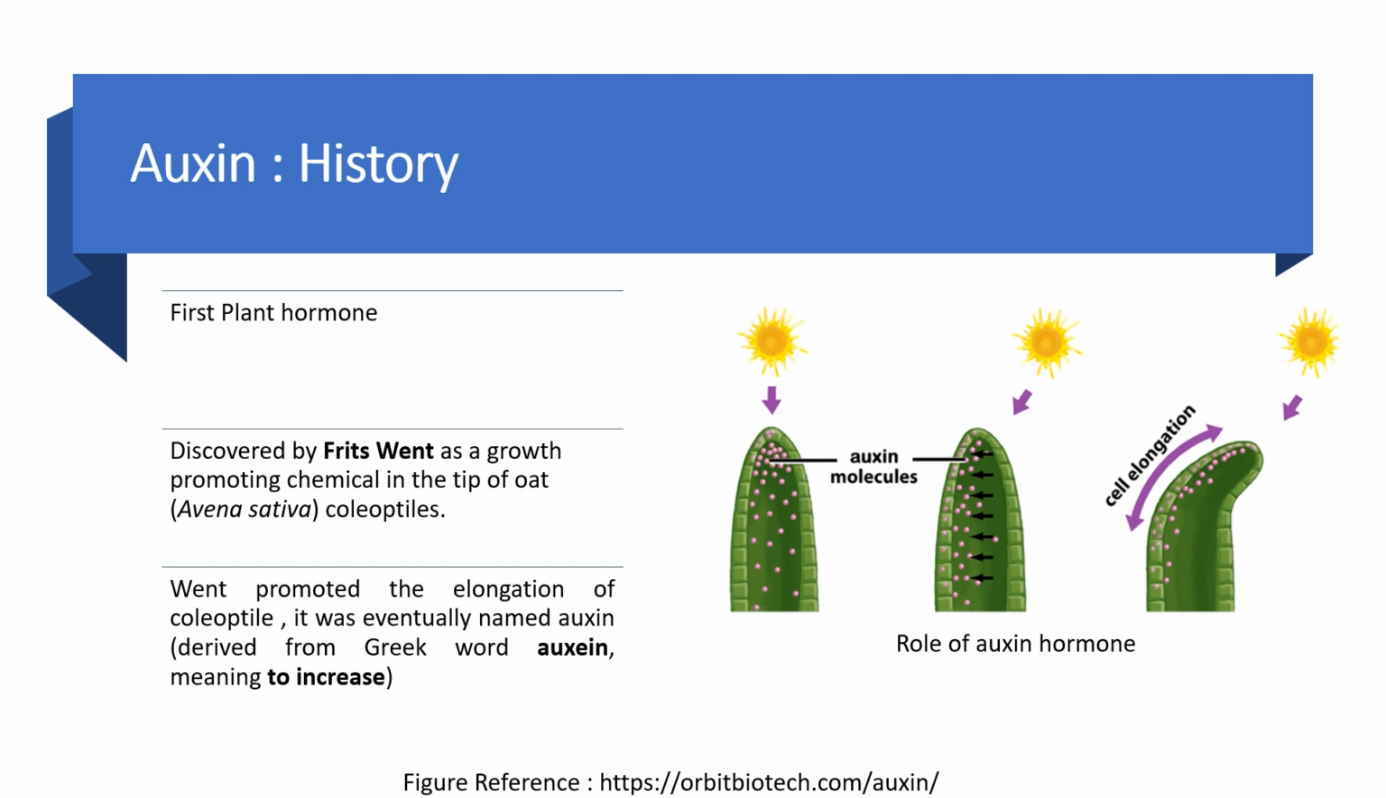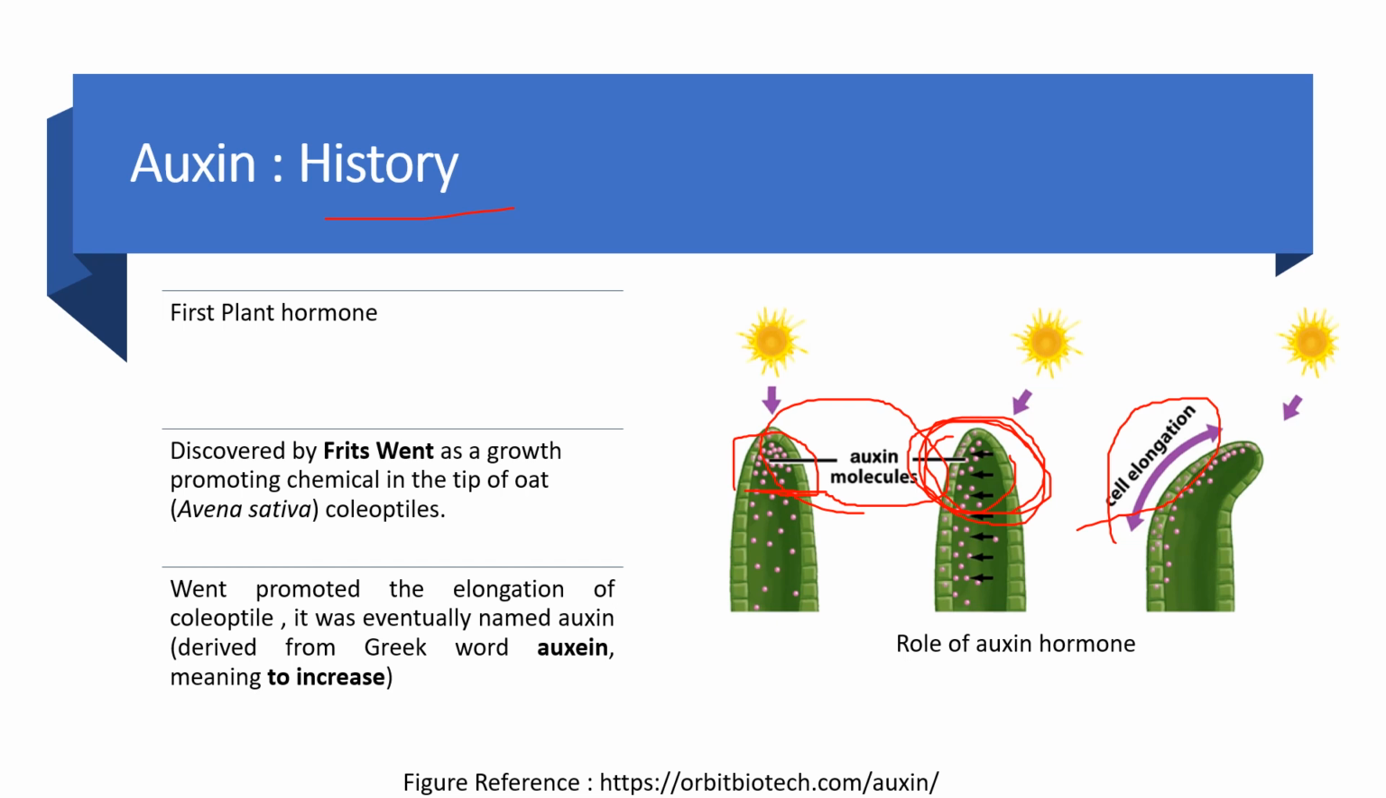So let's get started with auxin, beginning with its history. As shown in this figure, auxin molecules are present at the tip of the plant, and this is the sun, showing that the sunlight reaches the tip of the plant and leads to the elongation of the plant. This was the phototropism experiment, in which the plant was growing and bending towards the light.